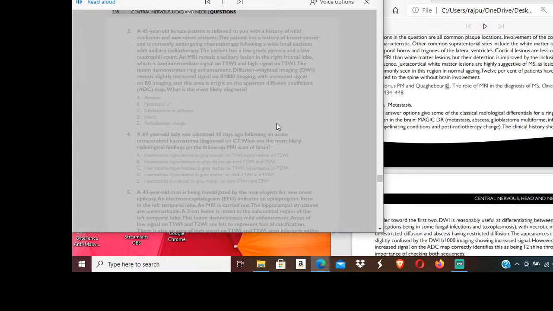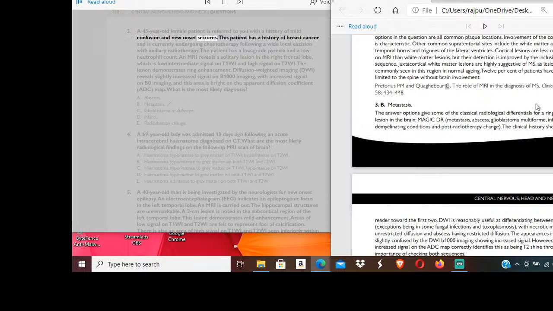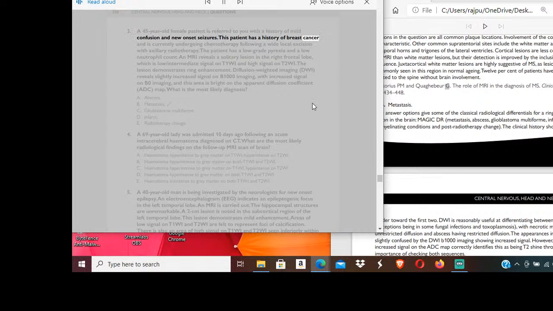Central nervous, head and neck questions. 3. A 45-year-old female patient is referred to you with a history of mild confusion and new onset seizures. This patient has a history of breast cancer and is currently undergoing chemotherapy following a wide local excision with axillary radiotherapy. The patient has a low-grade pyrexia and a low neutrophil count.